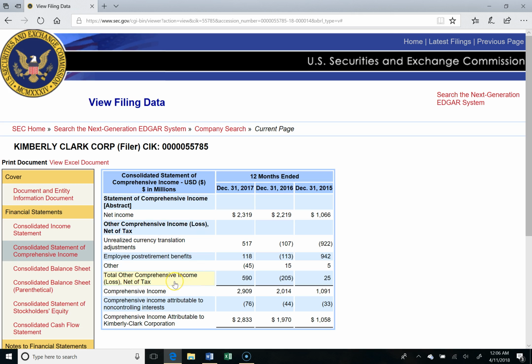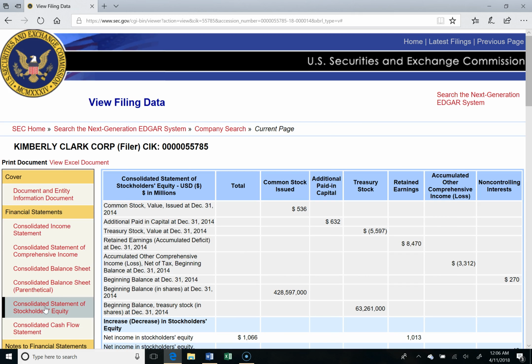The company reported a total of $590 million of other comprehensive income. This is primarily related to the unrealized currency translation adjustments. We can also find the net income and other comprehensive income reported on the statement of stockholders' equity. However, it's not so obvious how to tie the numbers from the statement of stockholders' equity back to the statement of comprehensive income.